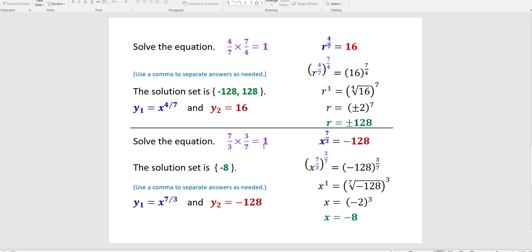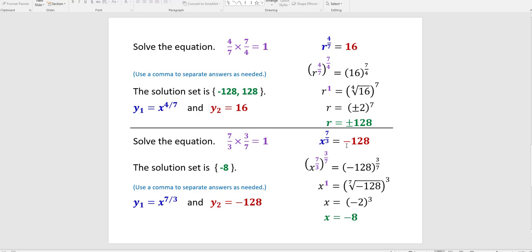Second, notice the radical power in the third step of each solution sequence. If the radical has an even power, you will get a positive and negative solution. If the radical is an odd power, your answer will match the sign of the number on the right-hand side of the equation. Thus, you get a negative answer in the second equation and not a positive one.